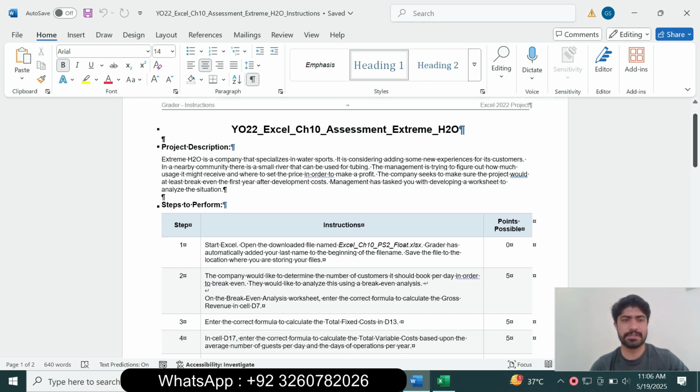The project description: Extreme H2O is a company that supplies water, and it is concerned with the experience of its customers and the community. The company wants to help management see how much it uses to receive orders and make a profit, and to make sure projects would at least cover the management's costs, while developing the analysis.